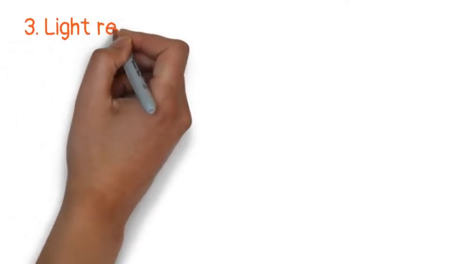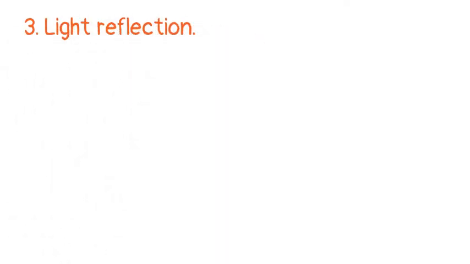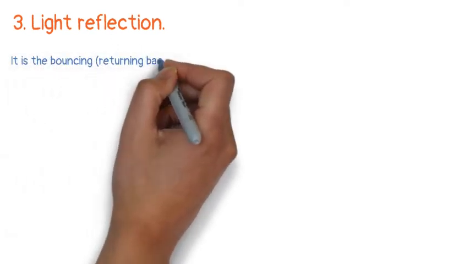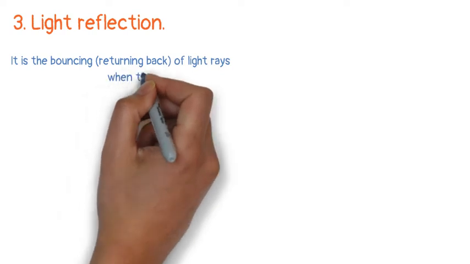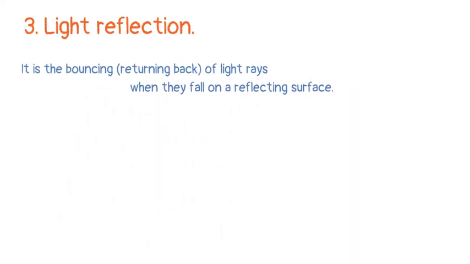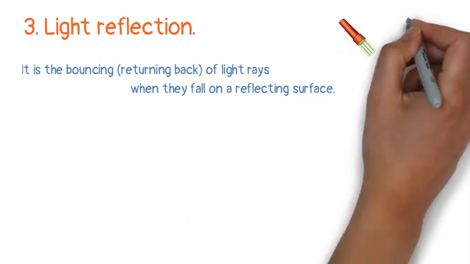Okay. The third property here is light reflection. What is meant by light reflection? Light reflection means the bouncing back or returning back of light when it falls on a reflecting surface. So for light reflection to occur, we need a reflecting surface and a source of light.